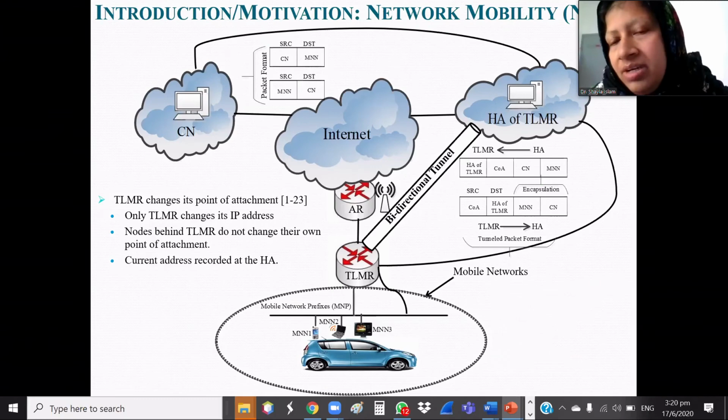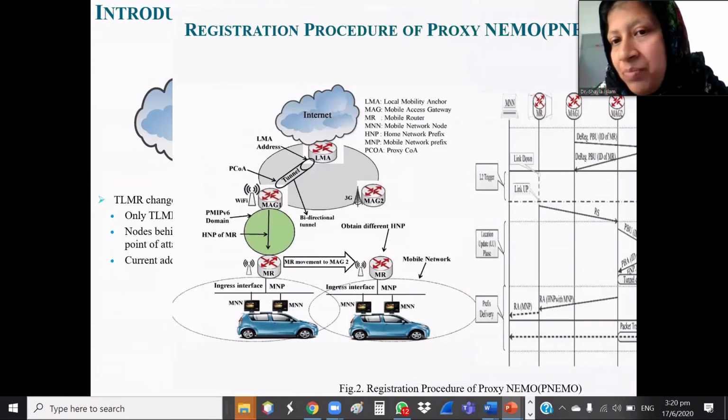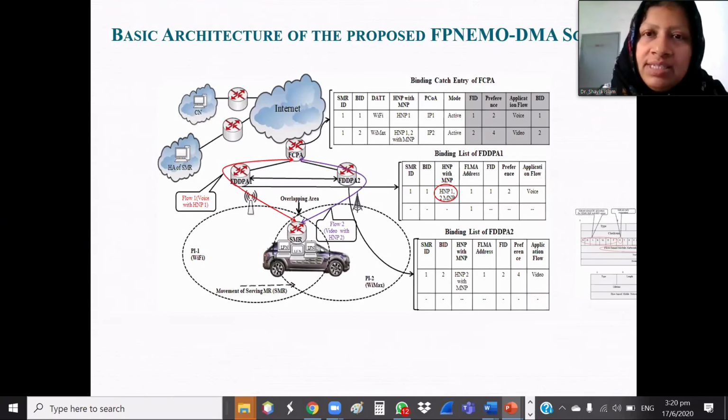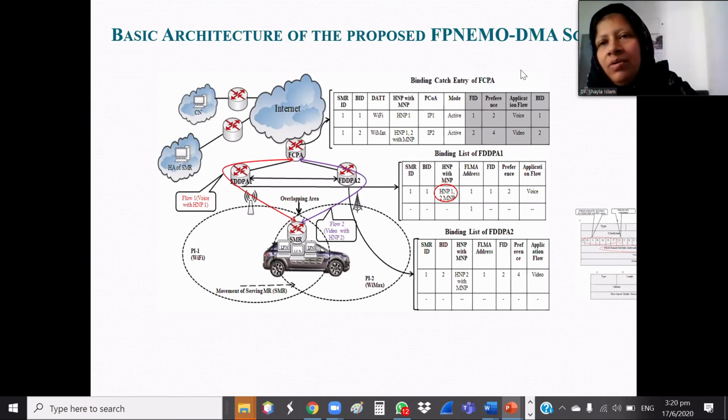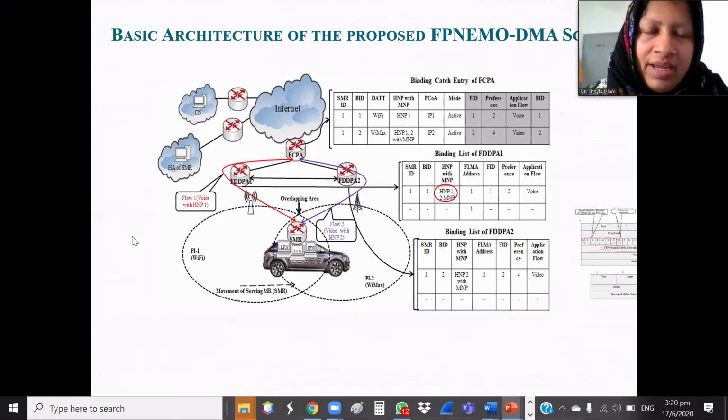So this is basically the architecture for the proposed flow-enabled ProxyNEMO in a DMA environment, a distributed mobility anchoring environment. So here, what we can see is that when this car is moving from, for example, Wi-Fi to WiMAX, this is the overlapping area.